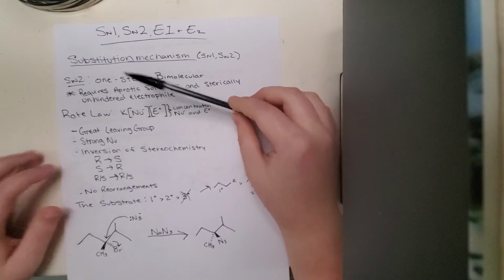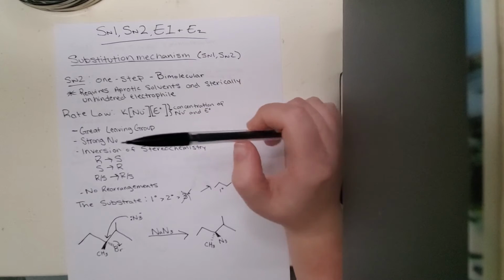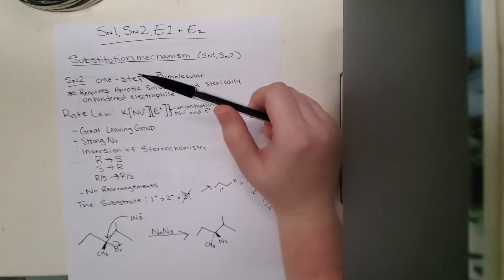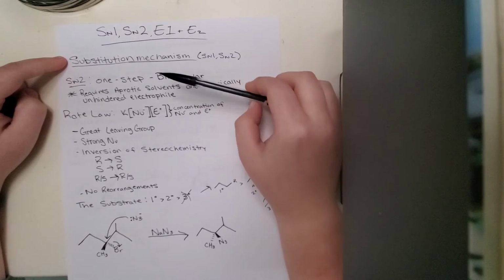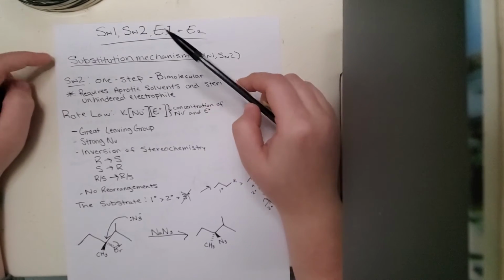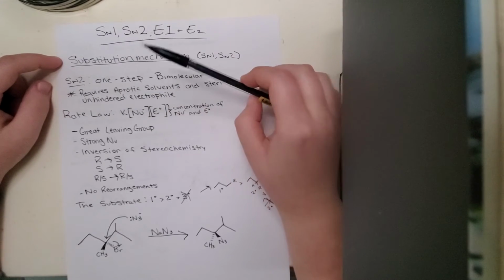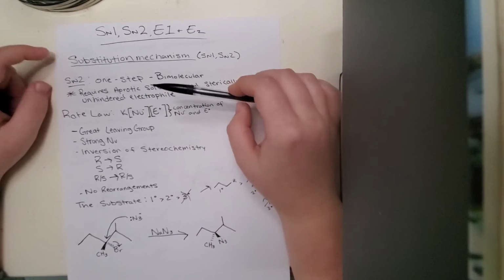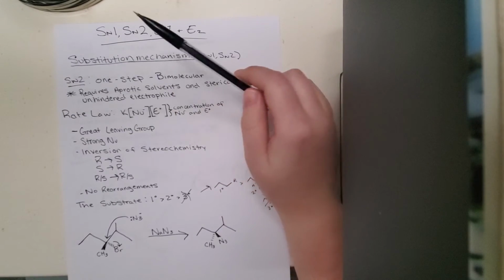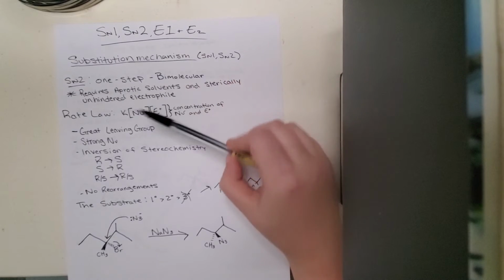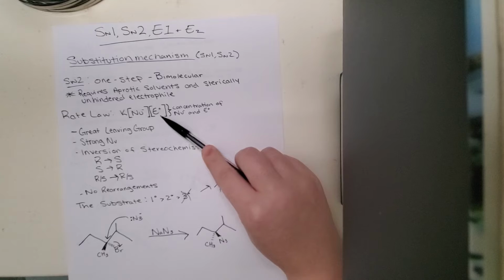So for the substitution, I'll start with the SN2 because sometimes that one is easier than SN1, just to explain it. The SN2 is a one-step and it's bimolecular. So it requires aprotic solvents and a sterically unhindered electrophile. The rate law is k, nucleophile, and electrophile.